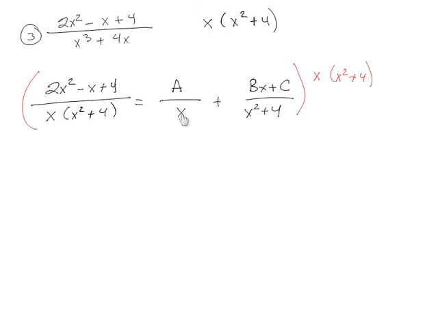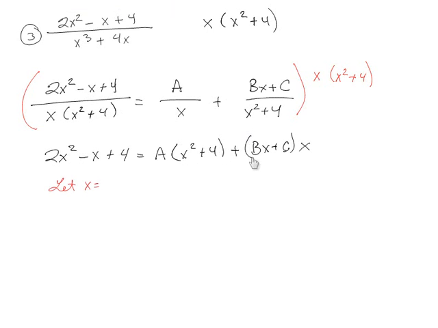I get messy whenever I'm having fun. 2x squared minus x plus 4 equals a times (x squared plus 4) plus (bx plus c) times x. Now there's all kinds of fun stuff I can do. What if I let x equal 0? That's a great start. 0 plus 4 is equal to a times 4 plus 0, meaning that a has to be equal to 1.